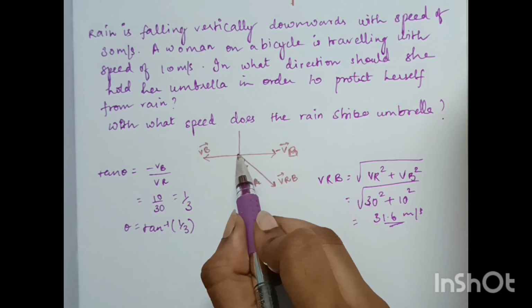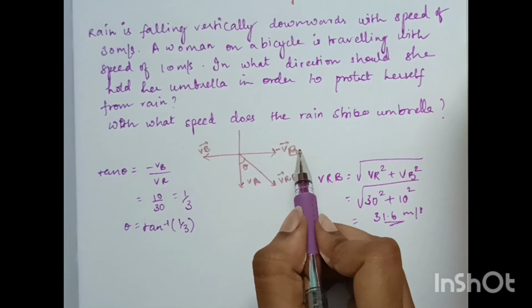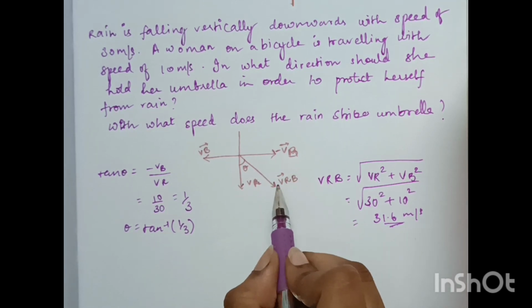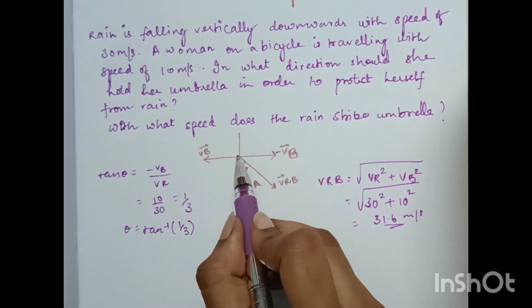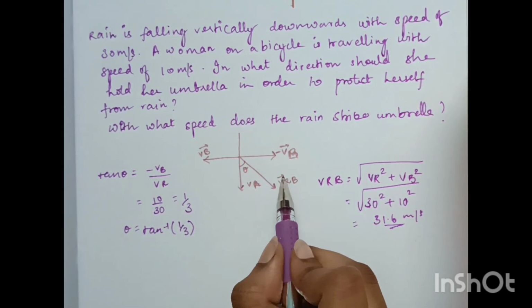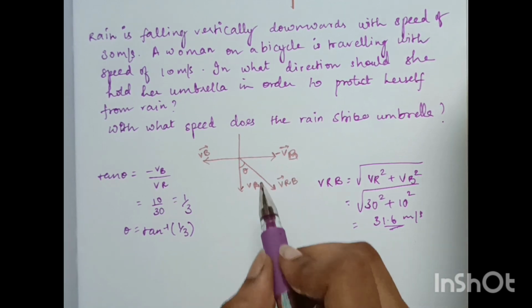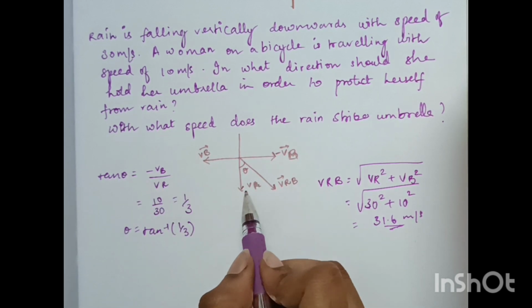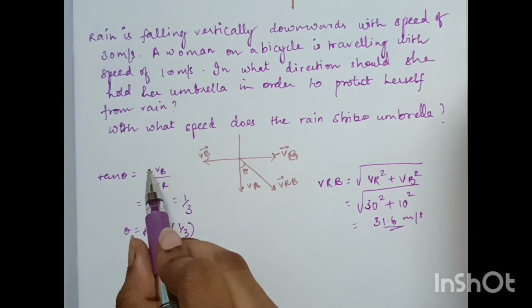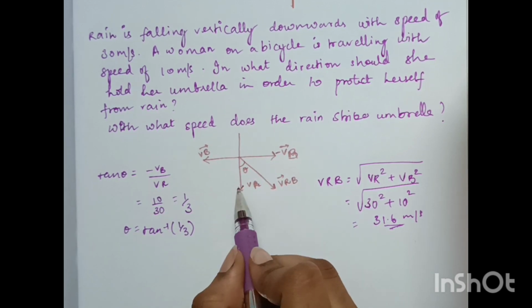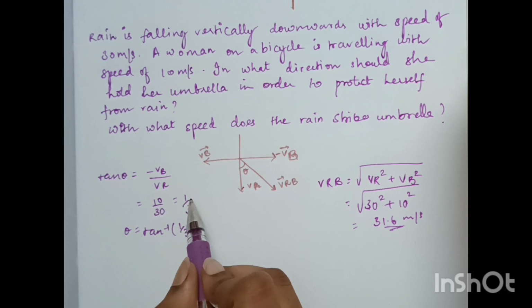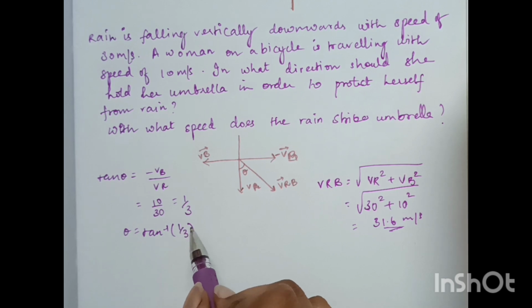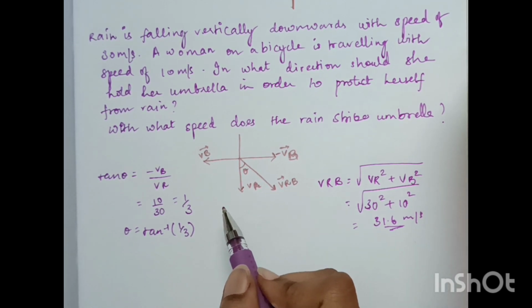If this is the velocity of rain and this is minus the velocity of bicycle, then the velocity of rain with respect to bicycle will be in this direction, because it is the resultant of these two vectors. This is theta. Now tan theta equals opposite by adjacent. This is opposite, Vb, and adjacent is velocity of rain. So 10 by 30 is 1 by 3. So theta equals tan inverse 1 by 3. This is the direction in which she should hold her umbrella in order to protect herself.